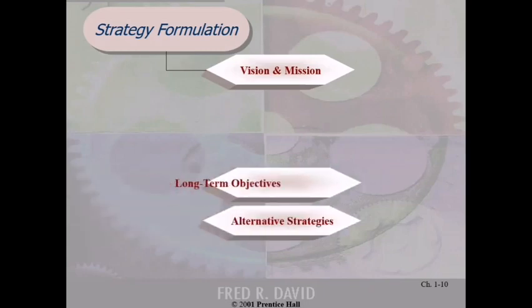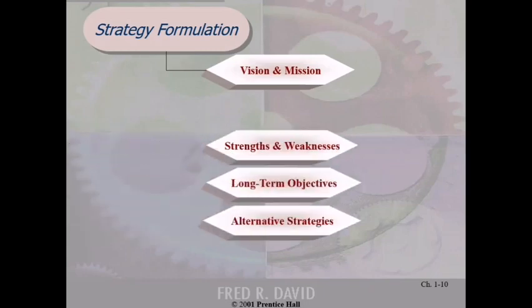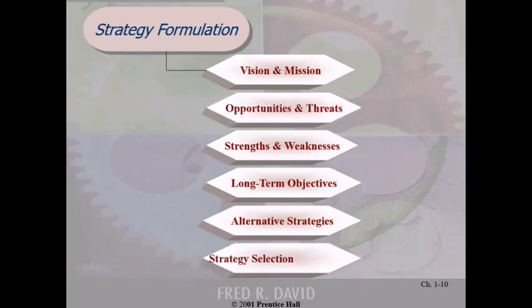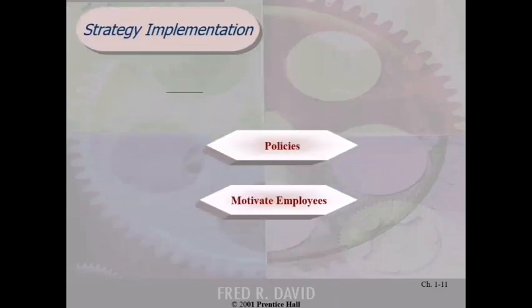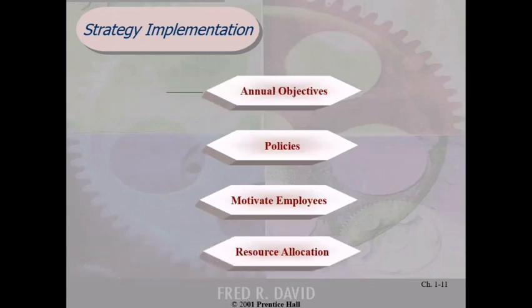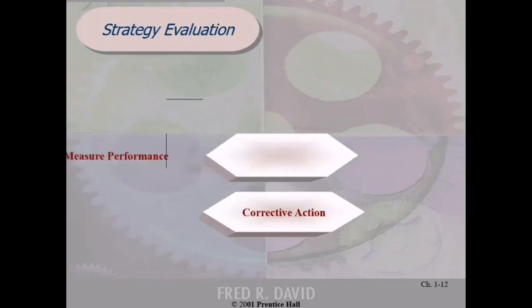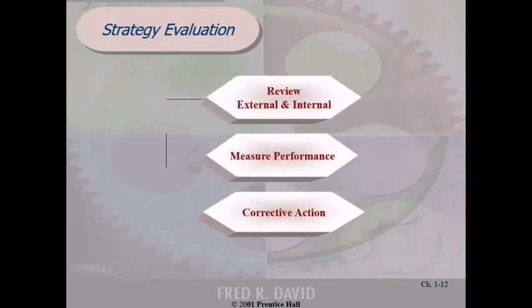So, ito yung mga nabanggit ko kanina on strategy formulation. It talks about our vision and mission, alternative strategies, long-term objectives, strengths and weaknesses, opportunities and threats, and strategy selection. Formulation is of course the first step of our process. On strategy implementation, we are talking about motivating employees, annual objectives, policies, and resource allocation. Again, every term will be discussed accordingly. Sa evaluation naman, this is the part of corrective action, measuring performance, and reviewing external and internal factors.